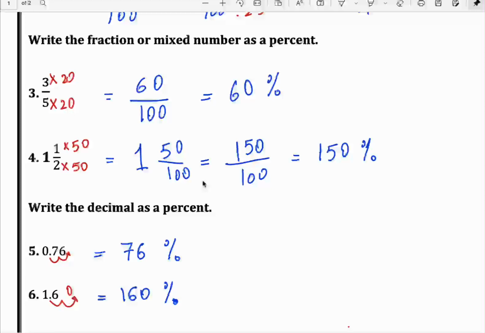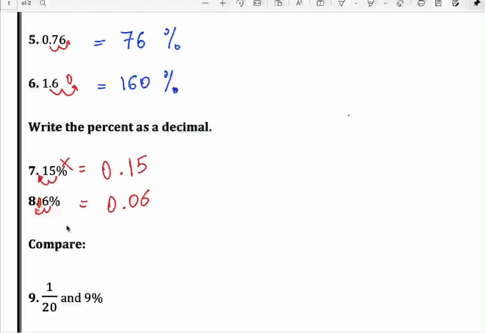Okay, Muhammad? Mr., in question 8, how do we get 0.06? It's supposed to be 0.8. Okay, remember that we remove the percent sign, then we move the point. We cancel the percent sign, then we move it to the left 2 digits. We have only 1 digit, so we put a 0.